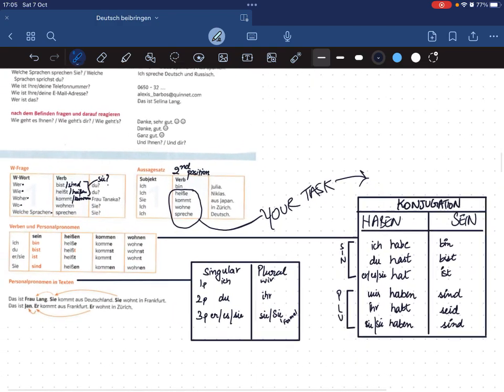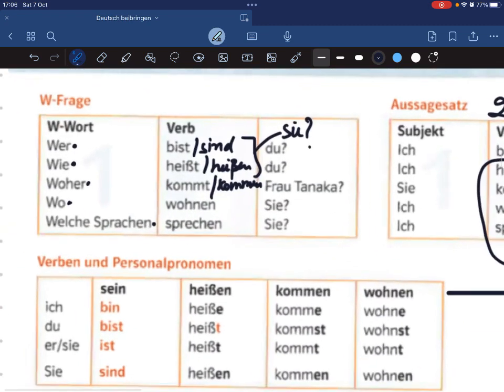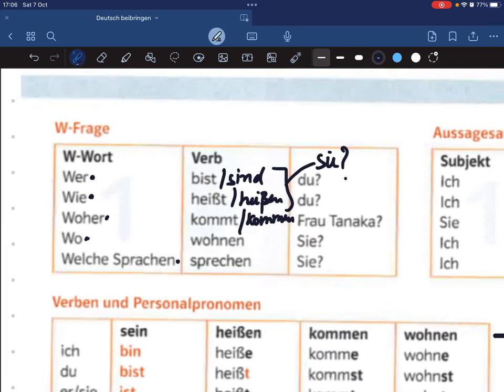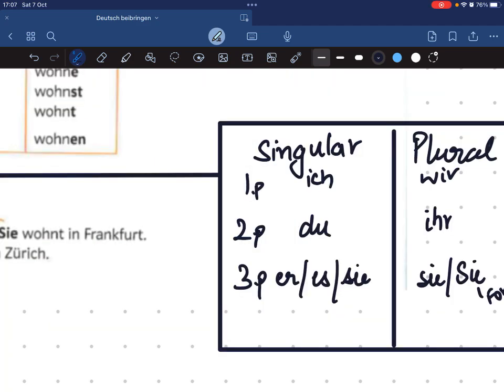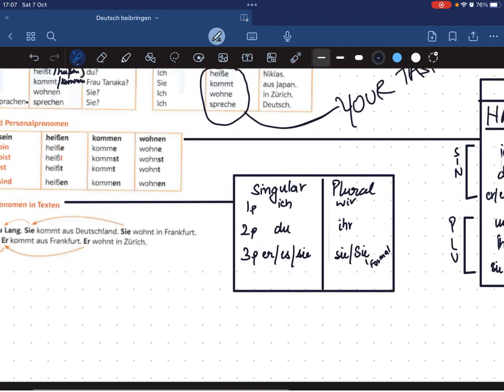And in the grammar section we got to know the conjugations, but only the singular ones. As I've already mentioned in our W-Fragen, there are 5 W-Fragen in this chapter. Wer, which means who, wie is how, but in this sense, wie heißt du, it means what is your name. Woher kommt Frau Tanaka? Woher means from where. Wo means where. So they have already told us that first person singular is ich, second person du, third person er, sie, es. In plural we have first person wir, second person ihr, third person sie, and Sie formal.